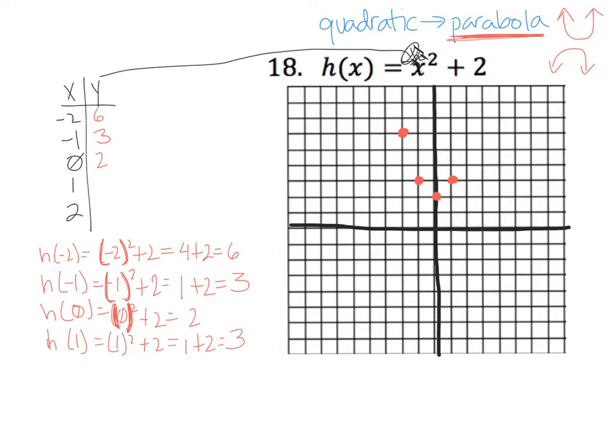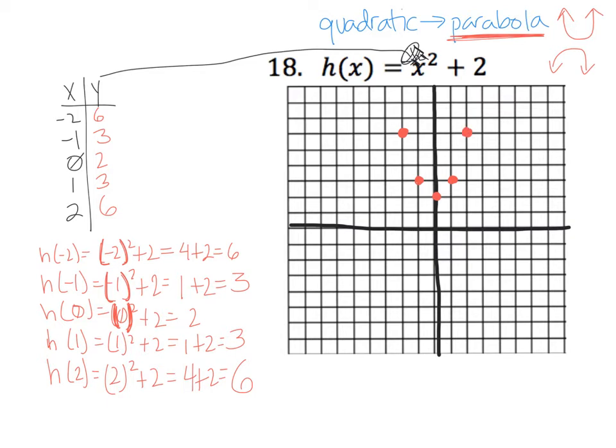And then finally, oh, I forgot to plug that into my table. Finally, I have h of 2. So 2 squared plus 2. 2 squared is 4 plus 2 is 6. So 6, 2 comma 6. So I'm going to go over 2 and up 6 right there.